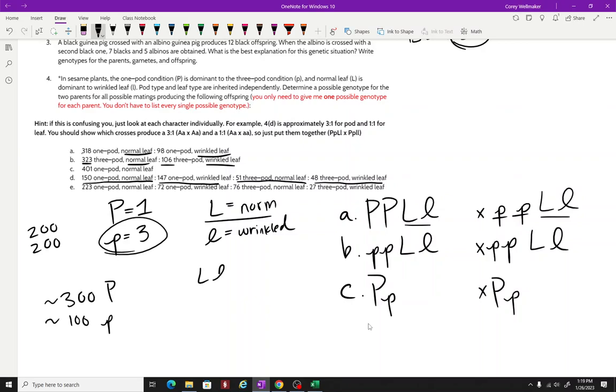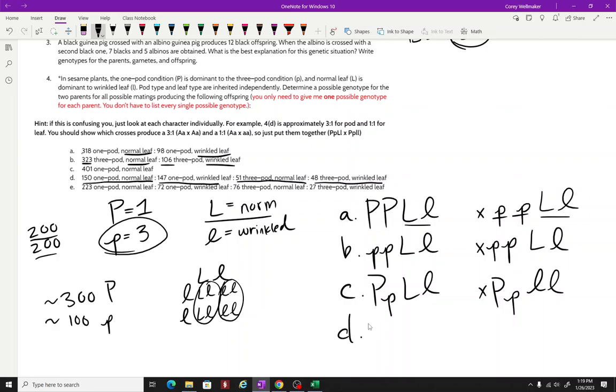Well, it's not big L, big L, little l. That gives me a 3-to-1. What if I do big L with little l, right? So if I run that Punnett square, I get this, this, this, this. Gives me a 1-to-1, which is what I see. So I'll make one parent heterozygous. I'll make the other parent homozygous recessive.